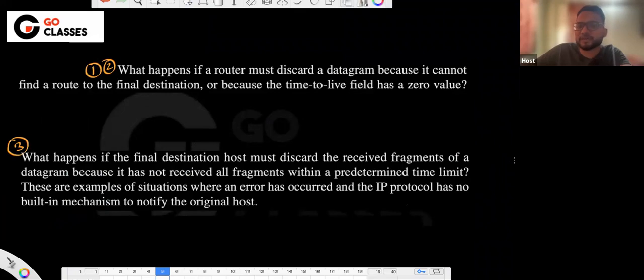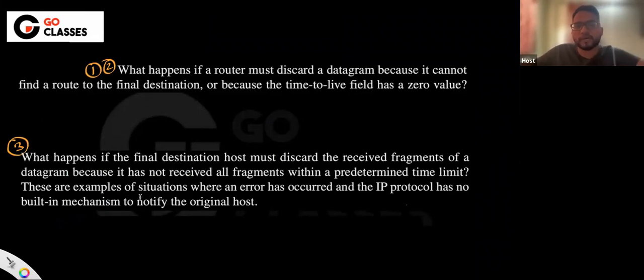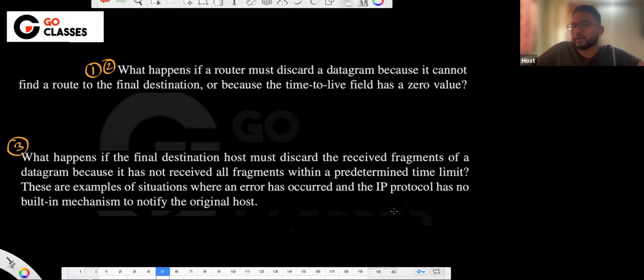What happens if the final destination host must discard the received fragments of a datagram because it has not received all the fragments within the predetermined time limit? This may also happen: the final destination is waiting for all the fragments to come. Do you remember the reassembly algorithm? It keeps on checking the offset, and the moment it finds that MF is 0, which means there are no more fragments, it will stop. But if a particular offset has not come within the predetermined time limit, then it will discard. It will not wait forever.